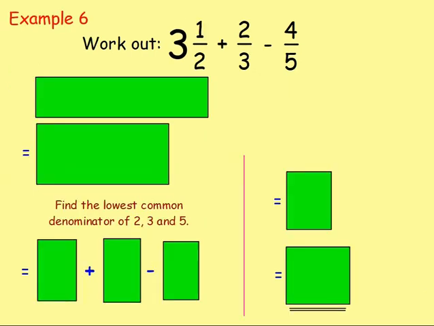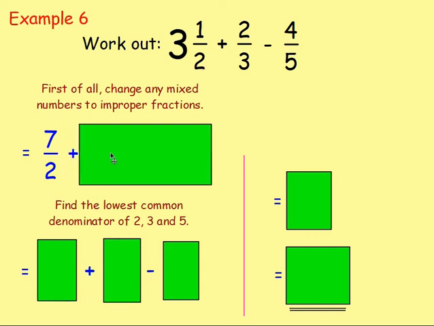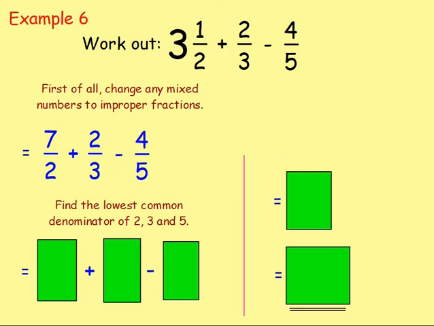Example 6, work out 3.5 plus 2/3, take away 4/5. For this one, once again, I'm going to go down the route of changing to an improper fraction. So 3.5, if I write that as an improper fraction, what would that be? Brilliant, that would be 7 over 2, because you do 3 times 2, which is 6, add on 1, which is 7, so it's 7 over 2. Plus, keep the 2/3 just as it is, and keep the 4/5 just as it is. So we get 7 over 2 plus 2/3, take away 4/5.